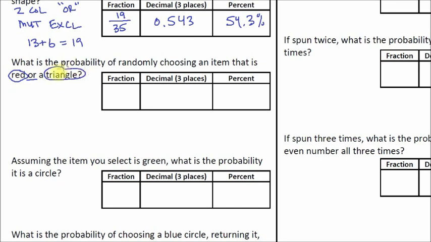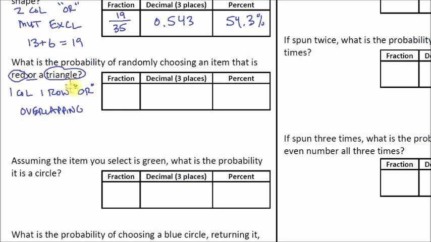Next one. What's the probability of randomly choosing an item that is red or a triangle? Red or a triangle. Now take a look at this. We have one column, one row, and the word "or." This means we have overlapping, and the reason why is because we know that a column and a row are going to have an intersection that we're going to double count.